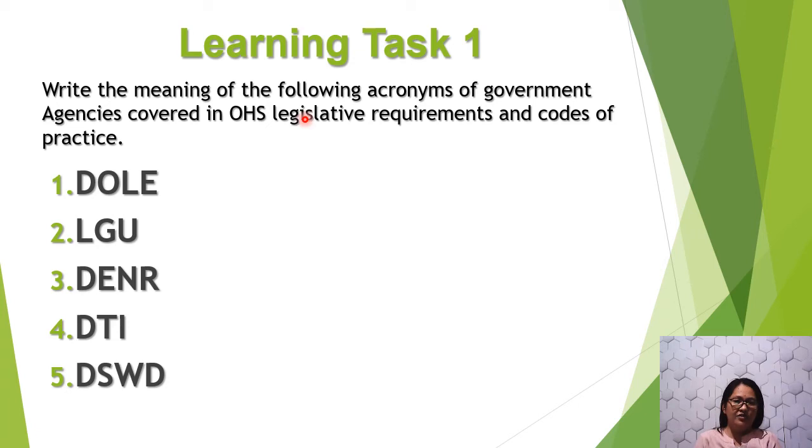Okay, now I want you to answer learning task 1. Write the meaning of the following acronyms of government agencies covered in OHS legislative requirements and codes of practice. Write your answer on a piece of paper. Number 1, DOLE. Number 2, LGU. Number 3, DENR. Number 4, DTI. And number 5, DSWD. Okay, I guess you're done answering this learning task 1.